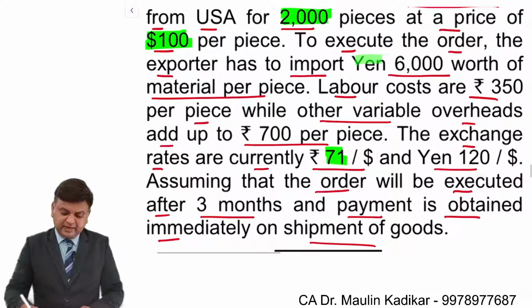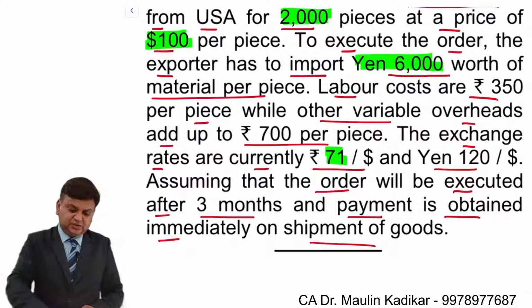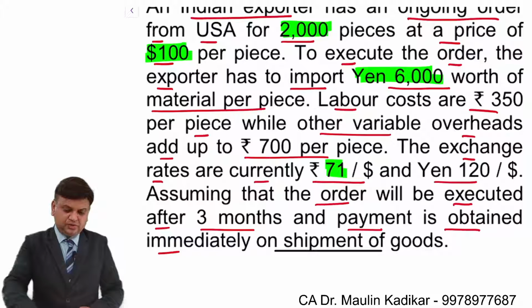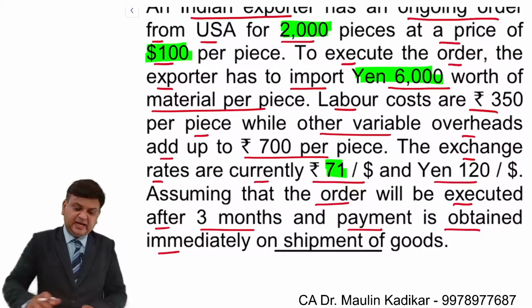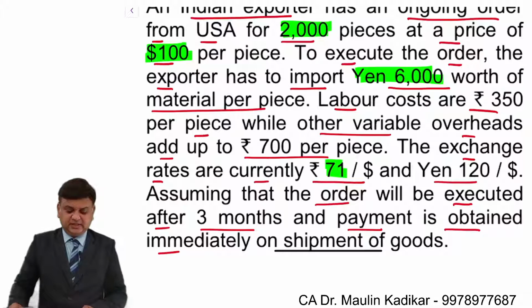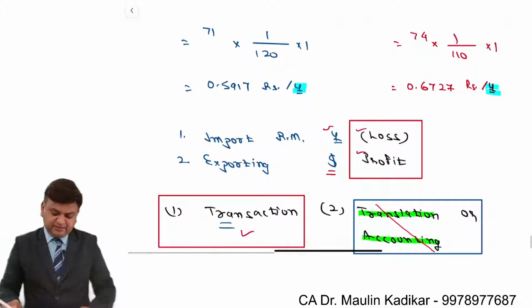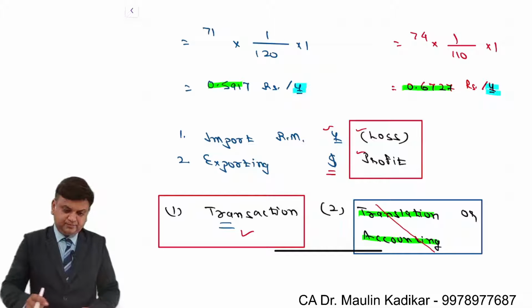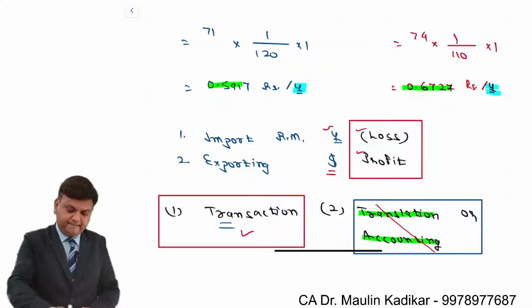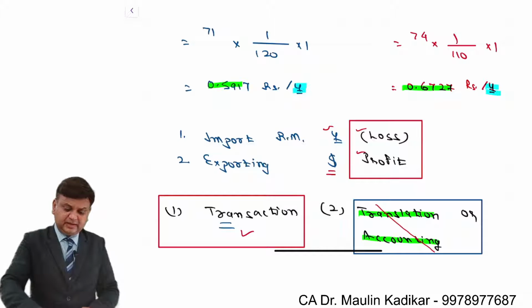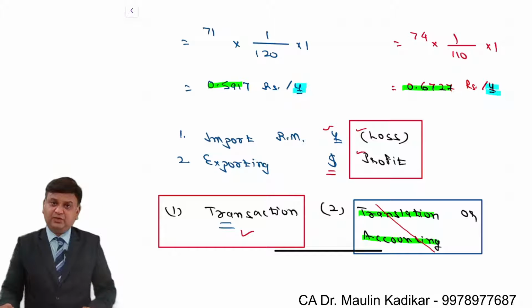You are going to make payment in the yen currency. How much? 6000 into the number of pieces, which is 2000. So that comes to 120 lakhs. And we can see that as far as the yen currency is concerned, it appreciates with the difference of those two. 0.6727 minus 0.5917 comes to 0.081 multiplied with 120 lakhs. So there is a loss of 9,72,000.